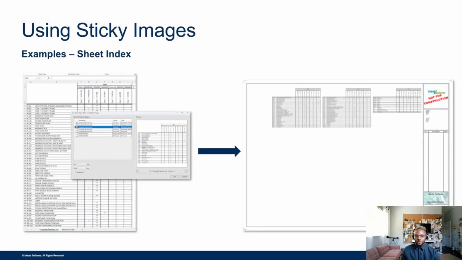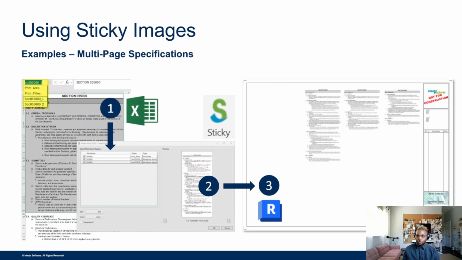All right, some other examples include using Sticky images to leverage Excel for document sheet records made in multiple worksheets, and then they're imported into a Revit sheet. Other ways would include multi-page specifications. It does the same thing as it does for Sheet Index, where you can specify which worksheets to bring and import into Revit.